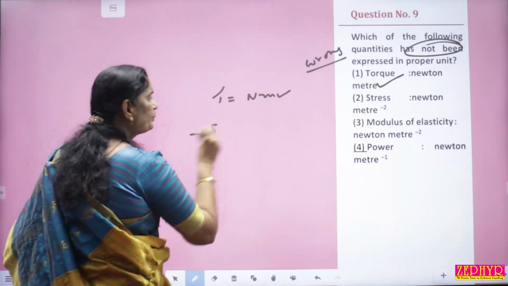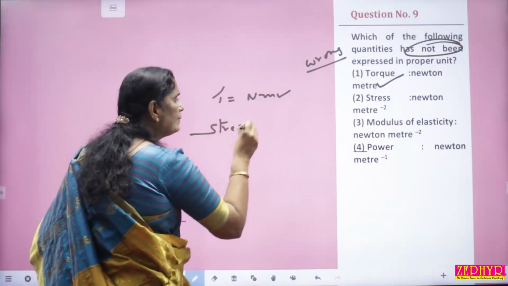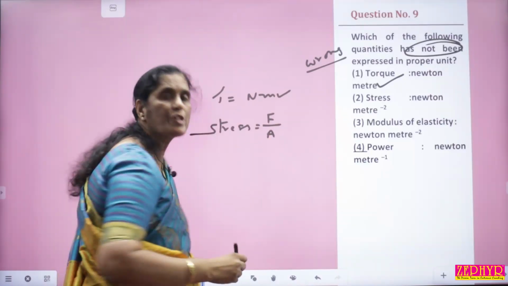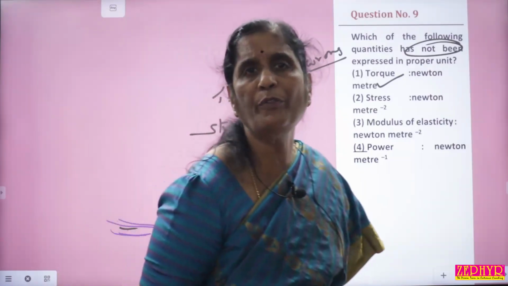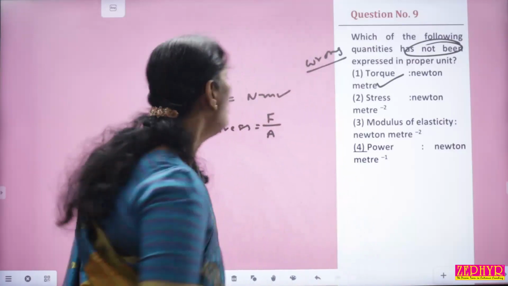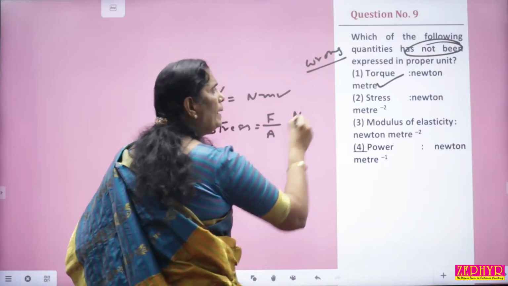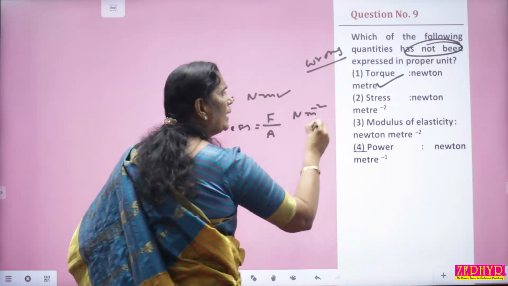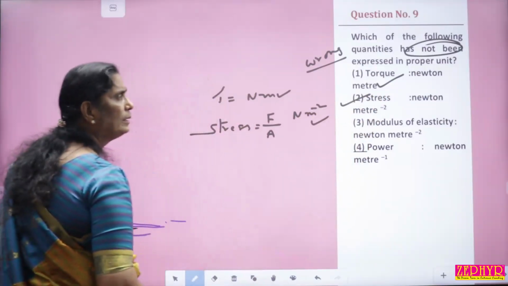Next, stress. Stress is nothing but force per unit area, restoring force per unit area or deforming force per unit area at equilibrium. Force in Newton, area in meter square, so Newton per meter square. Correct. That is also correct.